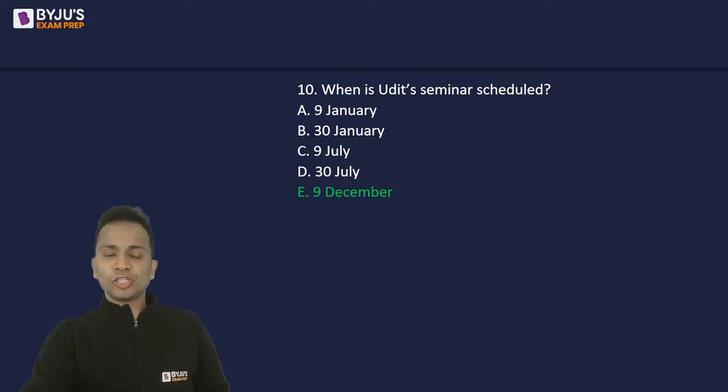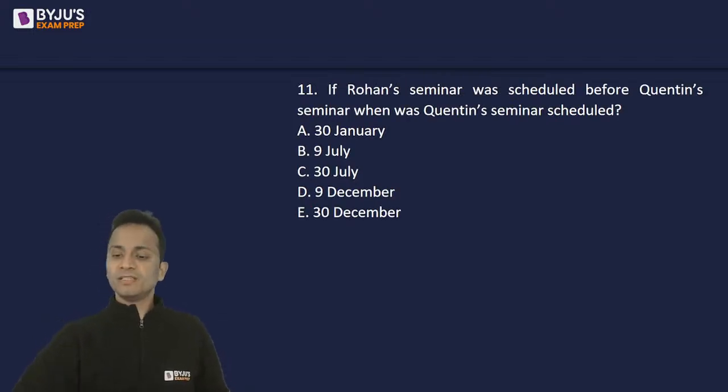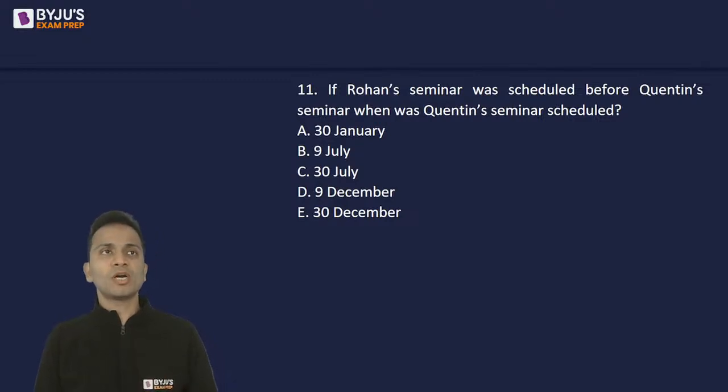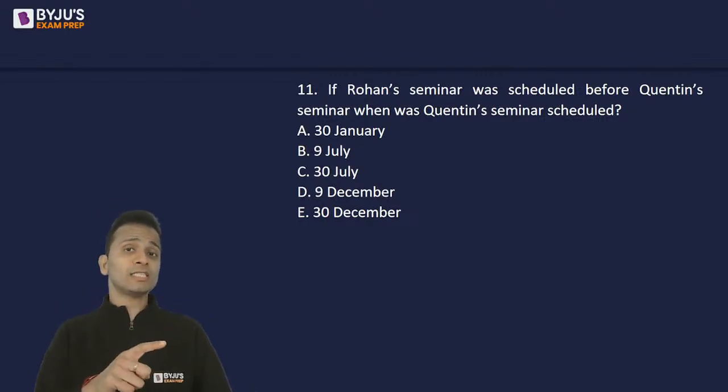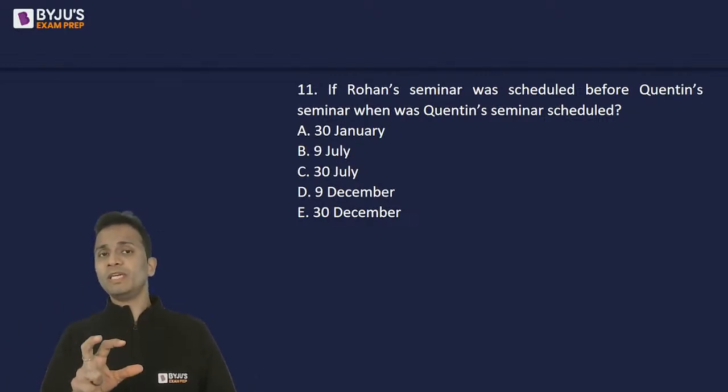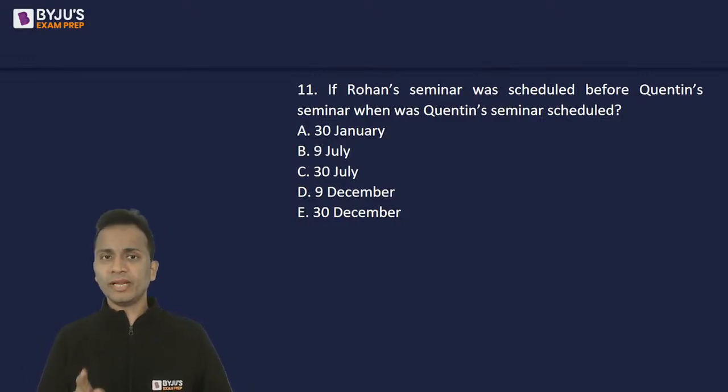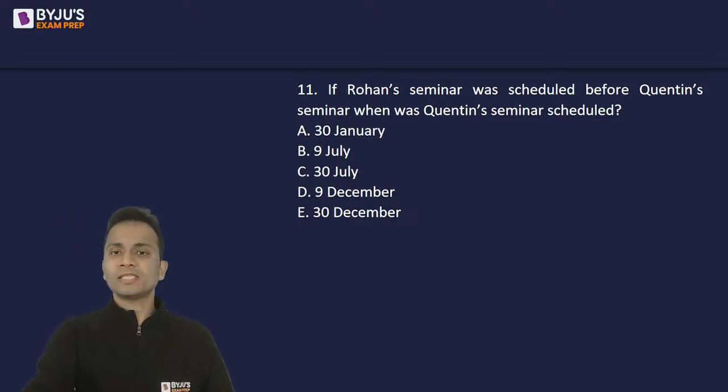Finally, the last question, question number 11. If Rohan's seminar was scheduled before Quinton's seminar, then when was Quinton's seminar scheduled? Now, we saw that in the table, there were two possibilities for Rohan and Quinton, right? Now they are specifying that if Rohan's seminar was scheduled before Quinton, then when was Quinton's seminar scheduled?